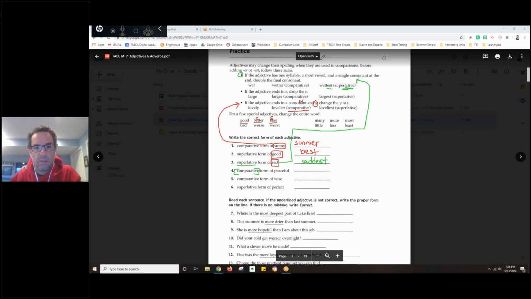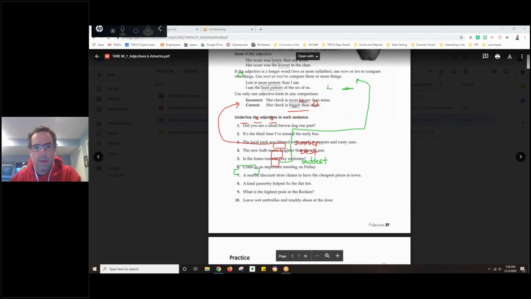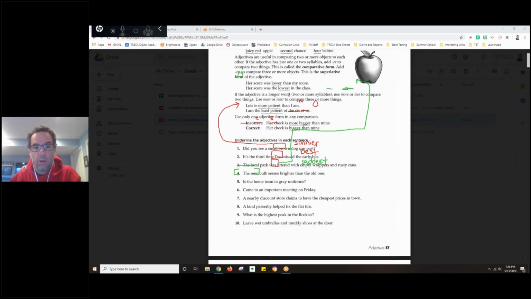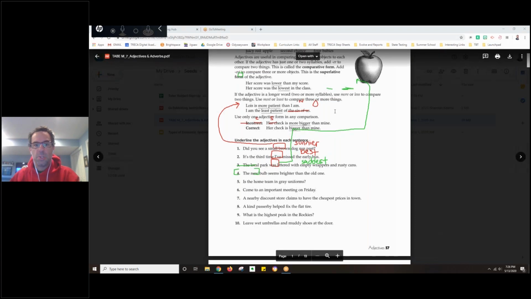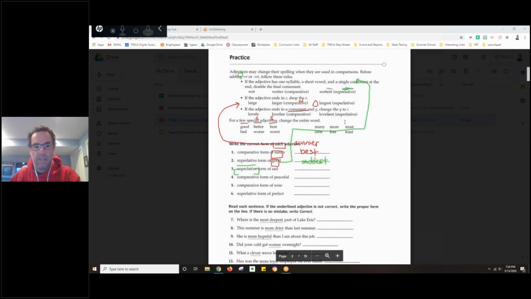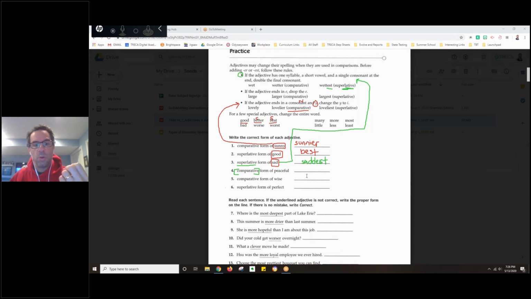Hold on, I don't think it's on this page. So you would probably come up here. Remember from this first page, and sorry about all the drawings, this is if the adjective is a longer word, 2 or more syllables, you can use more or less to compare it. So it is a longer word, right? It's 2 or more syllables. The word is peaceful.